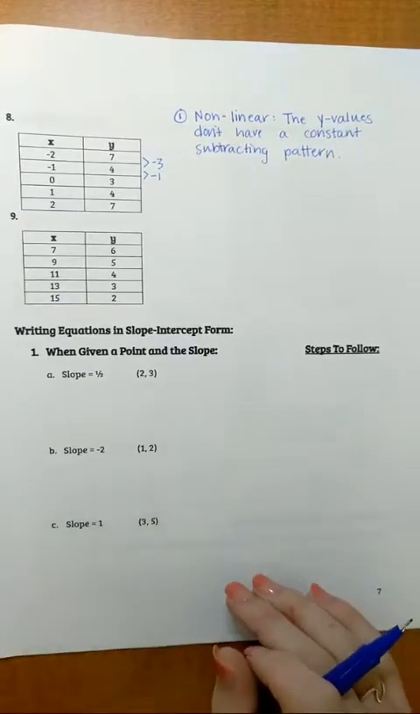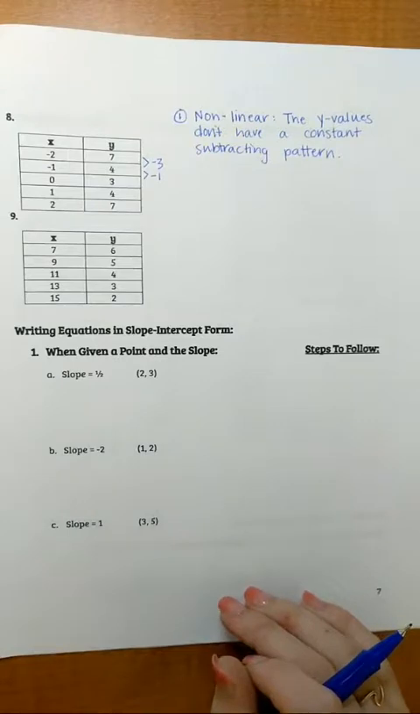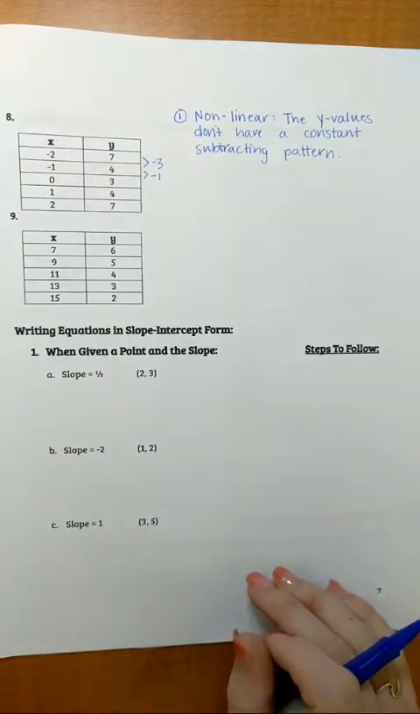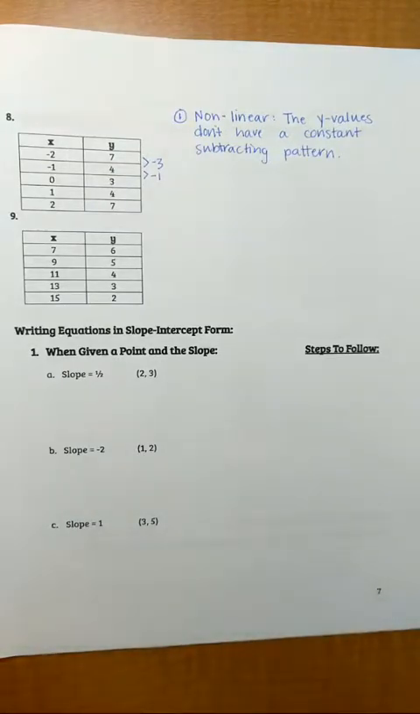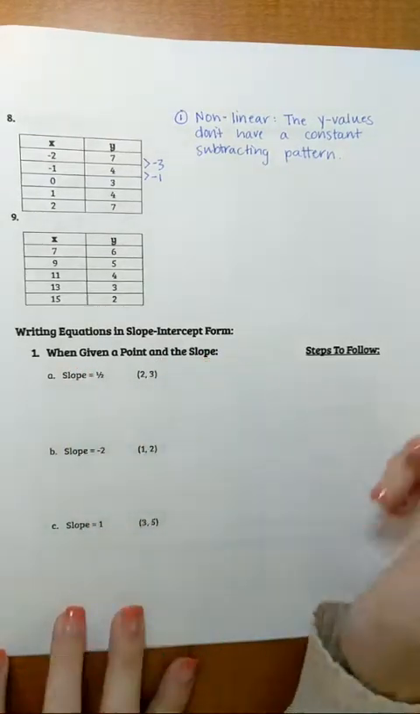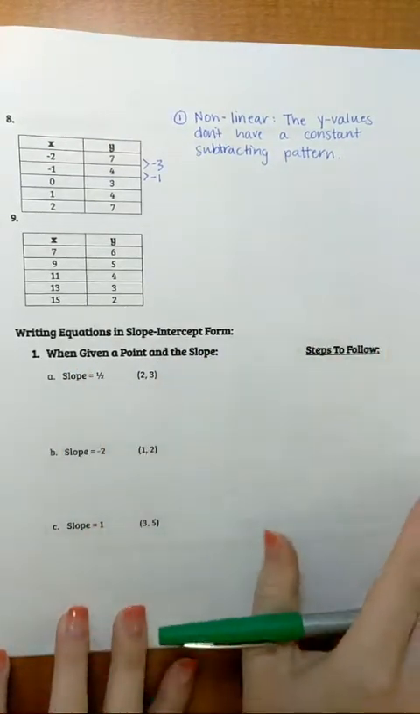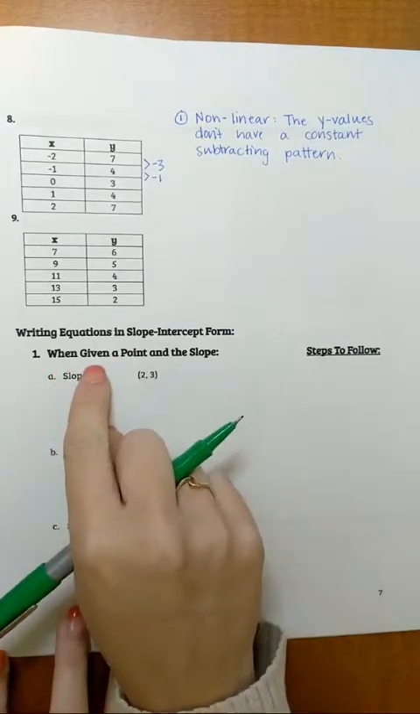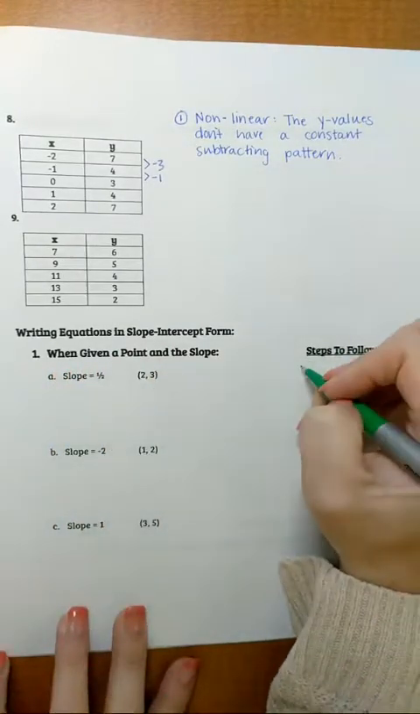So then writing equations in slope-intercept form. We've got some steps that we want you to follow. This is if you're given a point and the slope. There's a couple different ways to do this depending on what you're given, and this is when you're given a point and a slope.